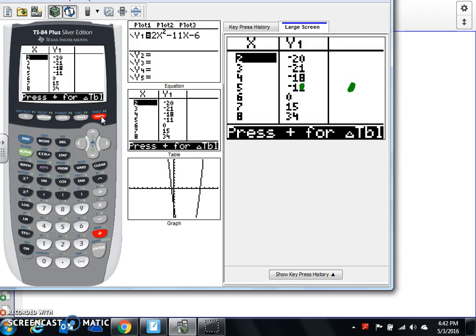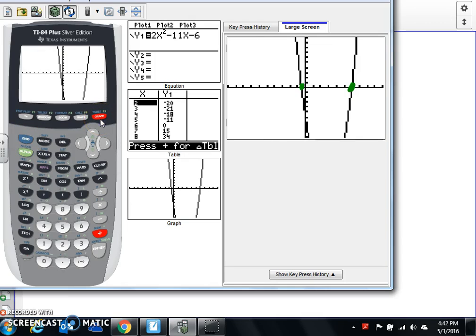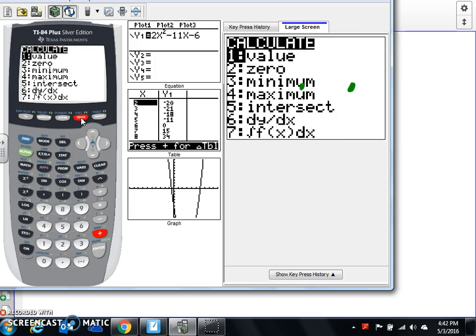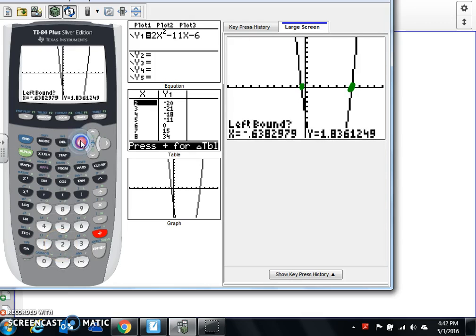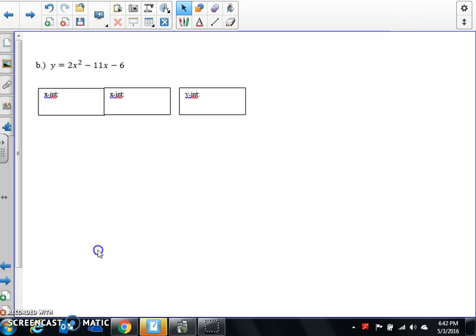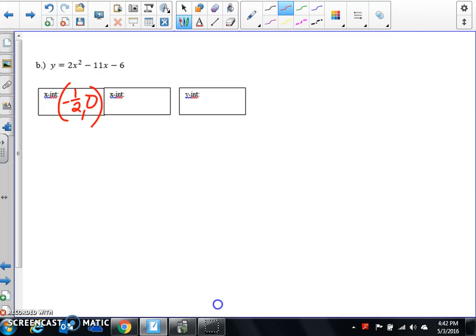But I can't check decimal, so let's go back to the graph real quick. I have to do the 0. So I go above it, enter, below it, enter, enter. And sure enough, it tells me negative 0.5, which is negative 1/2. So my first x-intercept is negative 1/2, 0, and my other one was 6, 0. My y-intercept is the constant, so that's 0, negative 6.